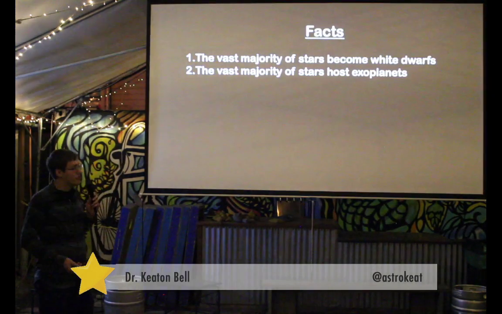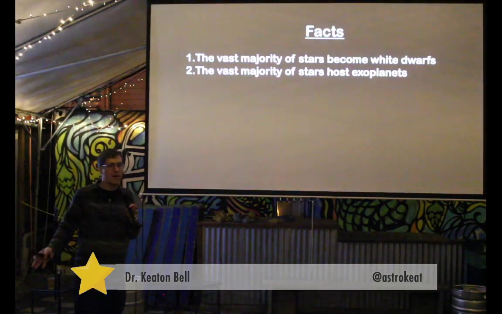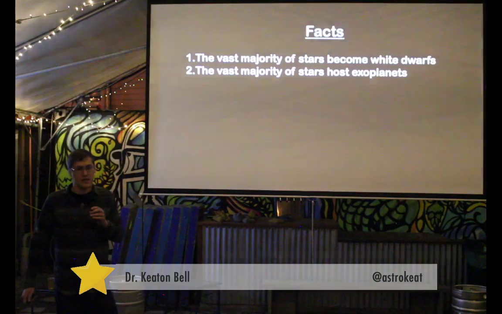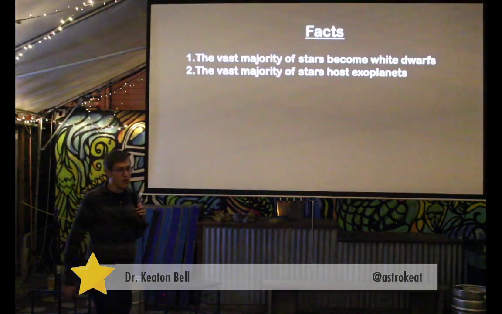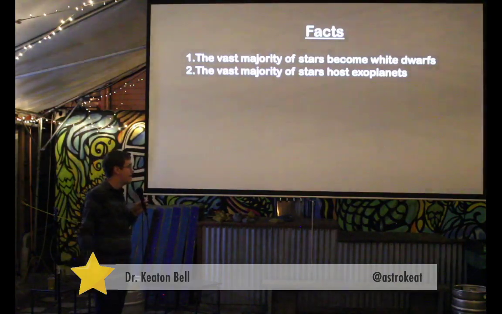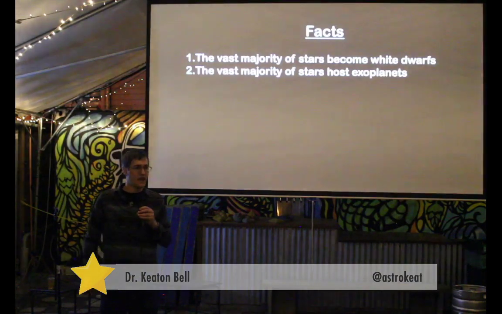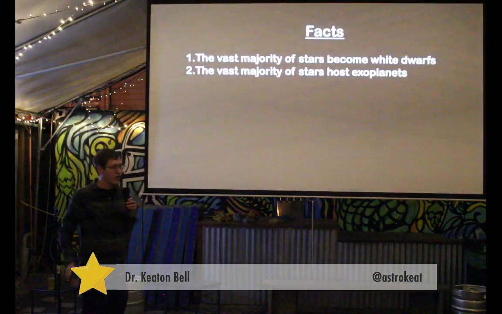The vast majority of stars become white dwarfs. I talked about this for the solar system. This is what's going to happen to most planetary systems, and the vast majority of stars host exoplanets. That's something we found out in the recent decades. We've discovered thousands of planets around other stars, and the future for them looks like this cartoon picture.